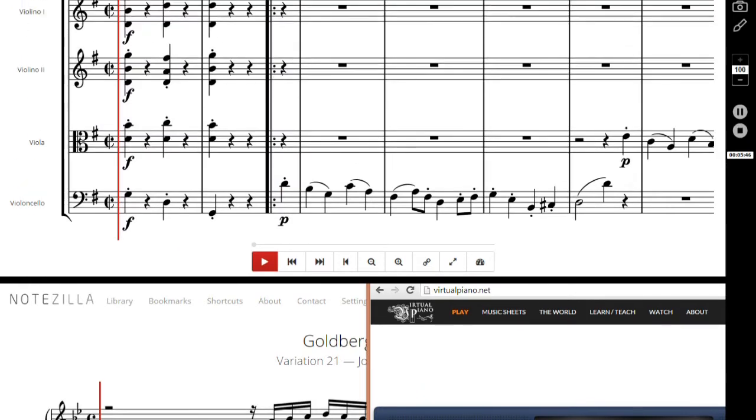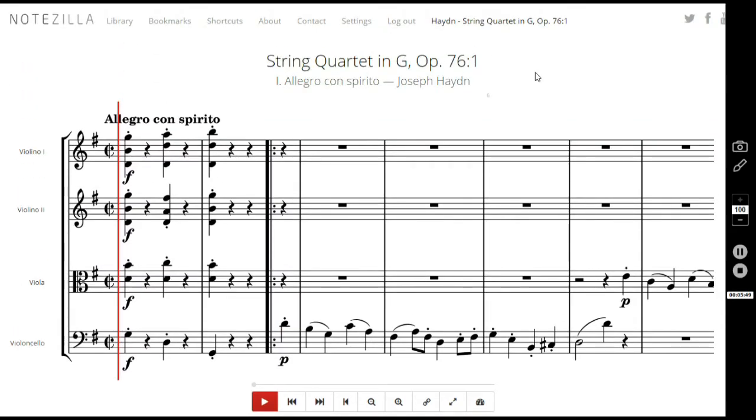To show you some alto clef examples, as is part of objective 1.9, I've brought up a string quartet by Haydn. Here we have the violin 1 line up here, violin 2 line is this staff, the viola line, which features the alto clef, is this staff, and the cello line is the bottom staff in bass clef. Let's listen to a little bit of this. And here's the viola line.